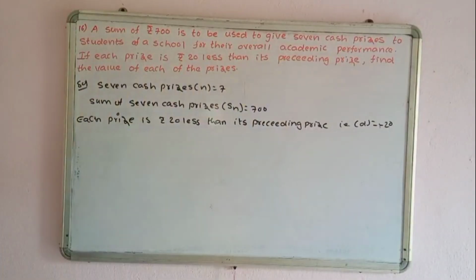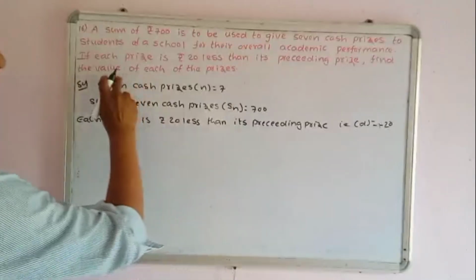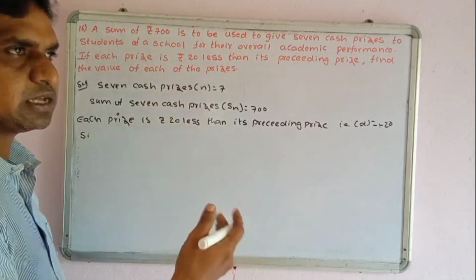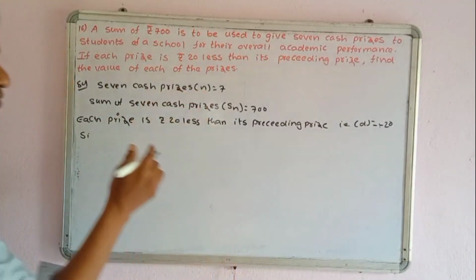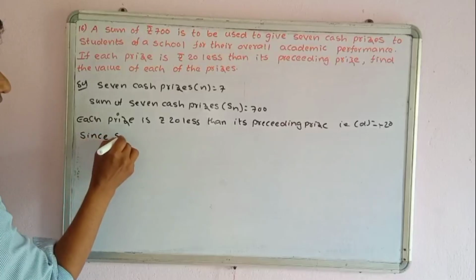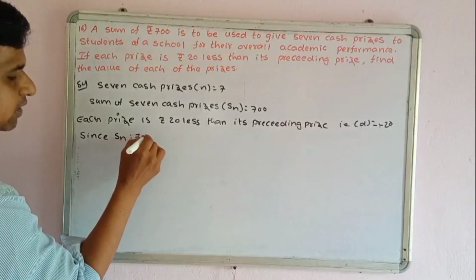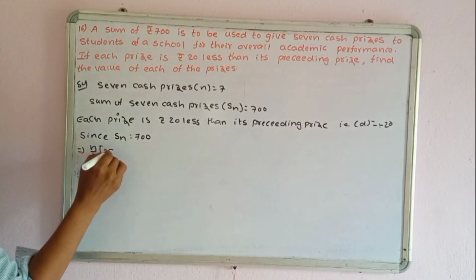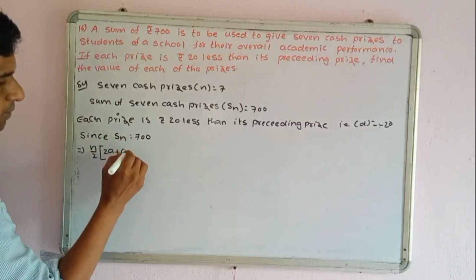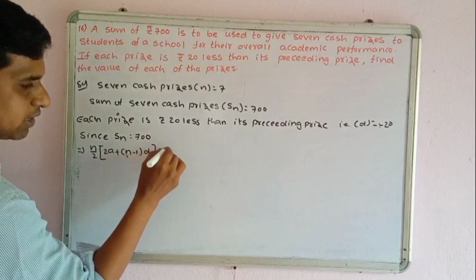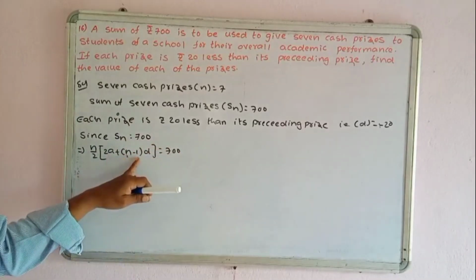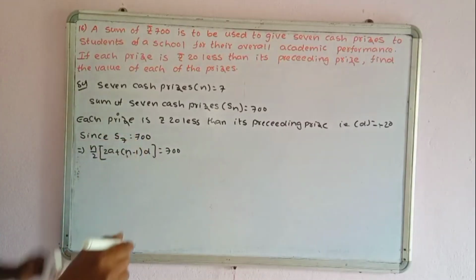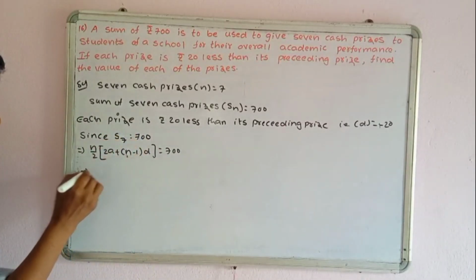Now find the value of each prize. First prize, second prize, third prize, up to 7 prizes. Since Sn equals 700, what is the Sn formula? Sn equals n by 2 into 2a plus n minus 1 into d equals 700. Here what is the value of n? 7. So now this is S7. Substitute n equals 7.